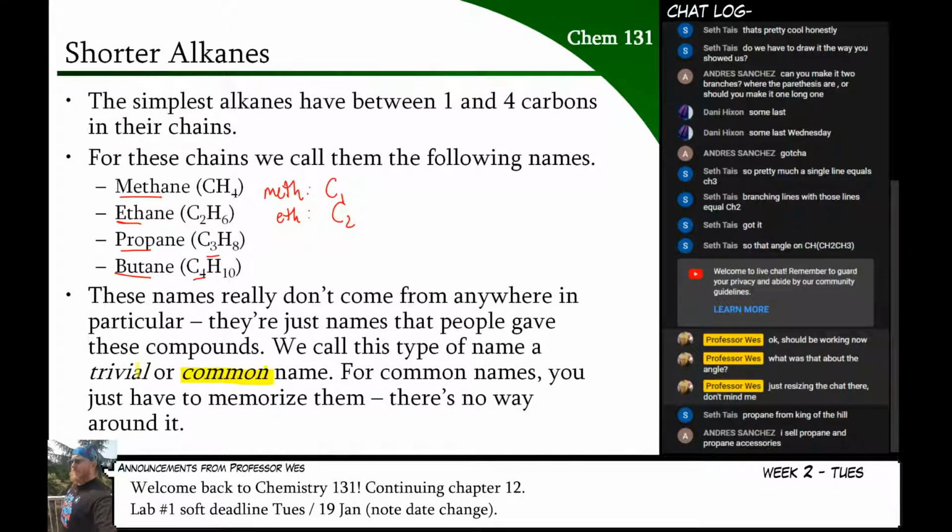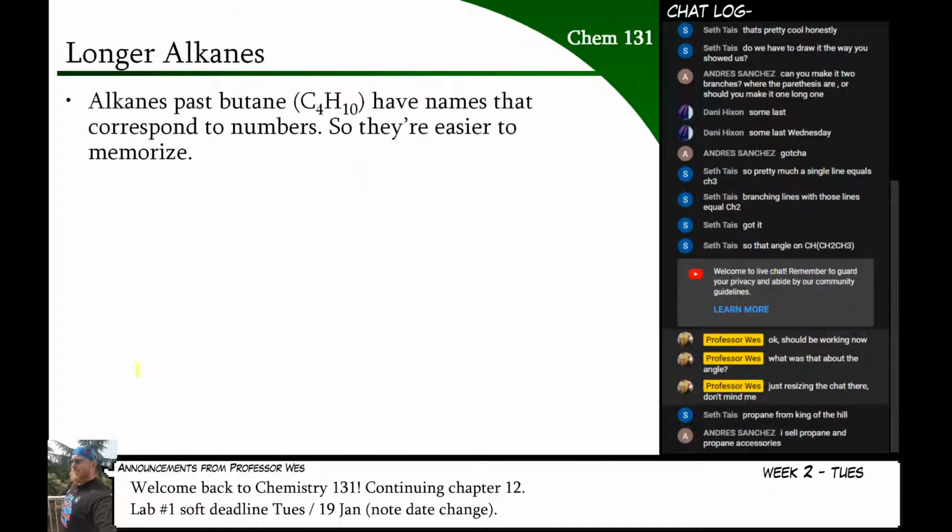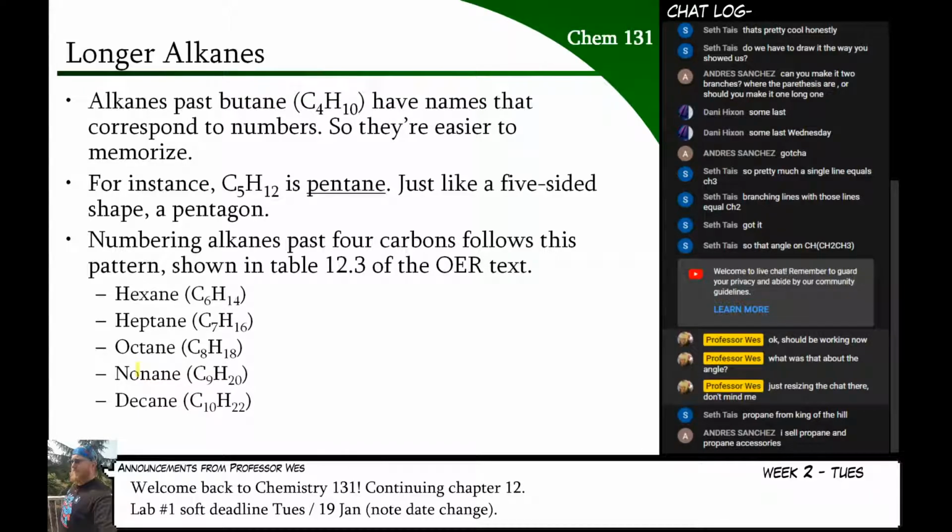Alright, so those are the first 4 alkanes. After that, we start giving them number designations for the number of carbons. So pentane has the penta for its prefix, and penta means 5. Hexa means 6. Hepta is 7, and so on and so forth. I'm kind of sloppy here with the pen, but this goes all the way up to 12. So 11 is undeca, U-N-D-E-C-A. And then 12 is dodeca.